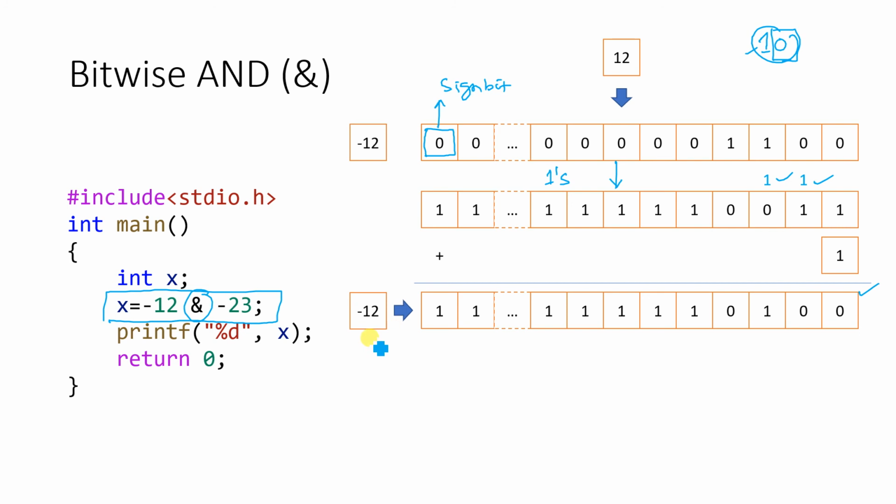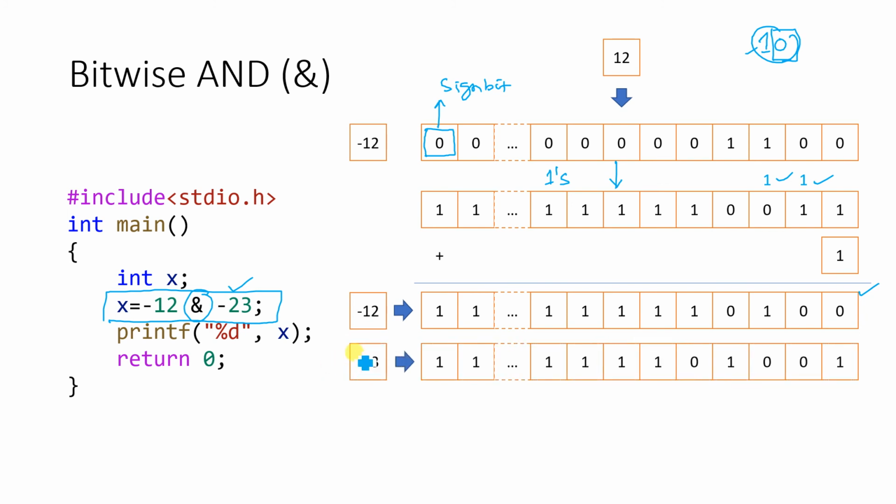Now that you understand how to find minus 12, and we have already calculated the minus 23 in the previous slide, let us write it for minus 23. So this is minus 23, and you can see this bit represents your sign bit. Now you have to perform the AND operation over here.